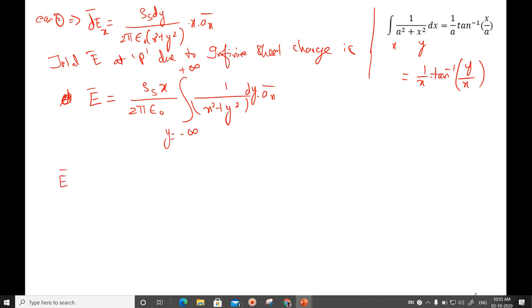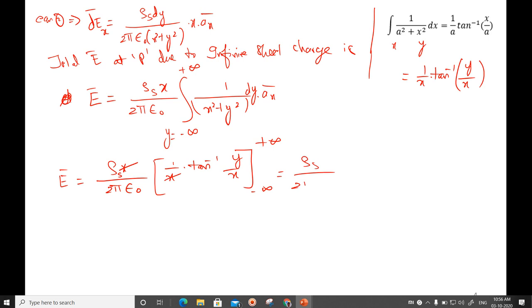So I'll write it here. E vector is equal to rho s into x divided by 2 pi epsilon naught. After integration, what I'll be getting? 1 by x tan inverse of y by x, and apply the limits of y. It is minus infinity to plus infinity. So this x and this x will get cancelled. Then rho s by 2 pi epsilon naught. Upper limit tan inverse of infinity, it is pi by 2, 90 degree. Tan inverse of plus infinity minus tan inverse of minus infinity, means minus 90. Minus into minus, it will become plus. So it is pi by 2.